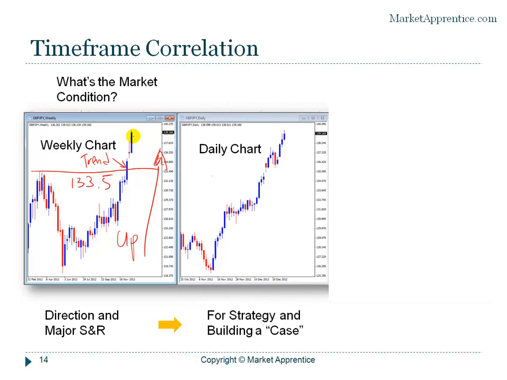We use the daily for strategy and building a case. You want to ask, what pattern do I have? Now, the first thing you do is to identify the same horizontal support resistance. 133.5 should be around here. Again, there is a very strong trend bar here. Price broke level with conviction. It shows commitment that the bulls are back.